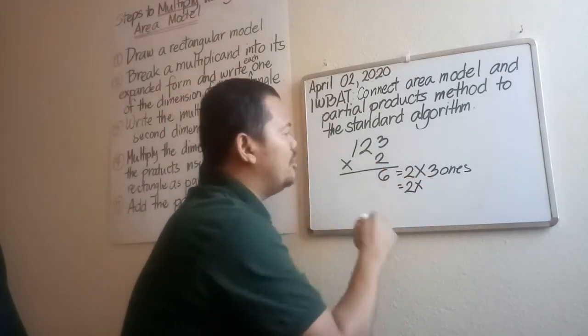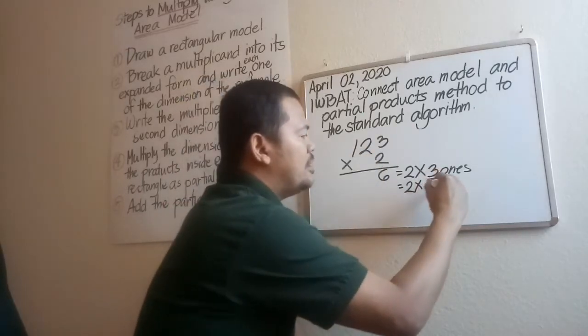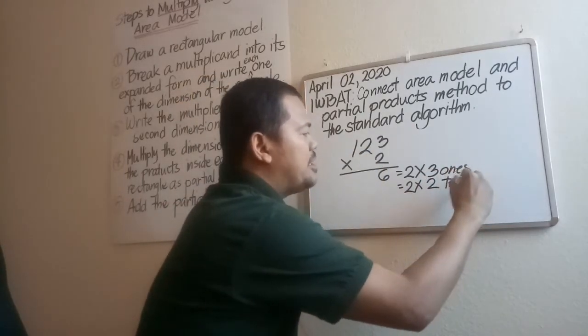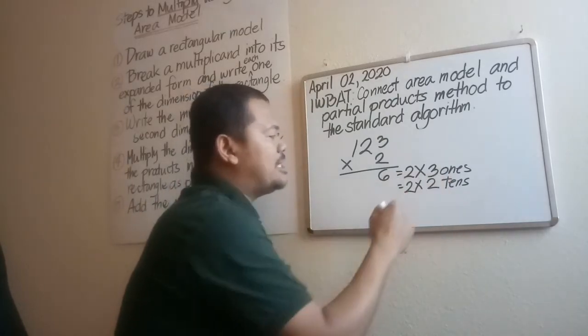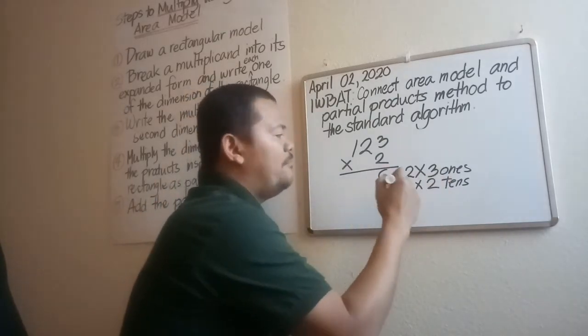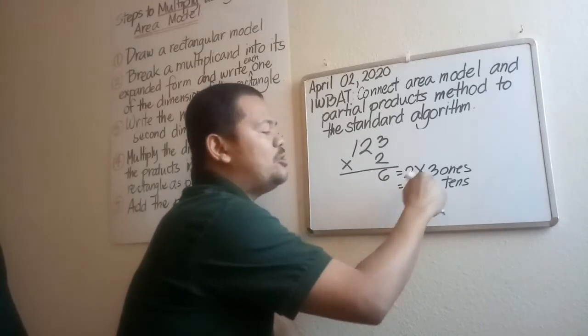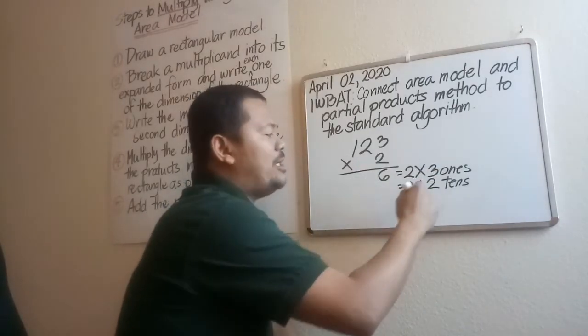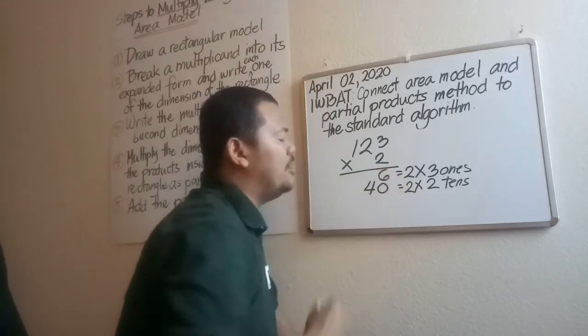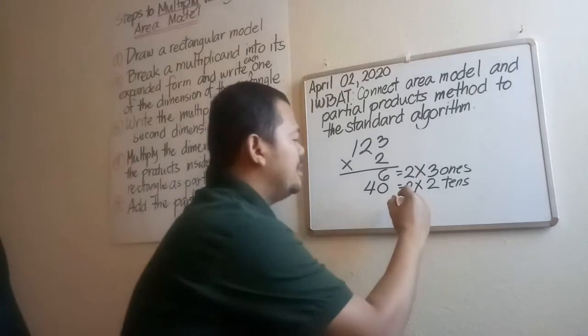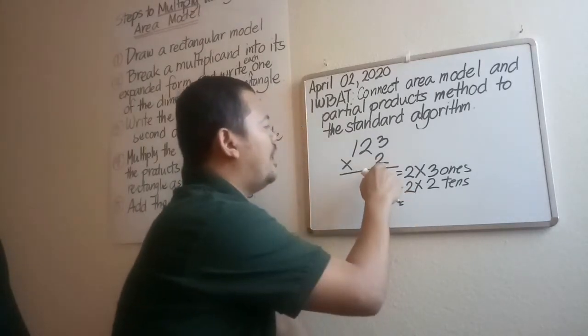Next, 2 times 2. What's the place value of 2? 2 times 2 tens. So how many zeros are there in tens? So we got here 2 times 2 tens is equal to 40, because 2 tens is equal to 20. 2 times 2 tens is equal to 40. Here you go.